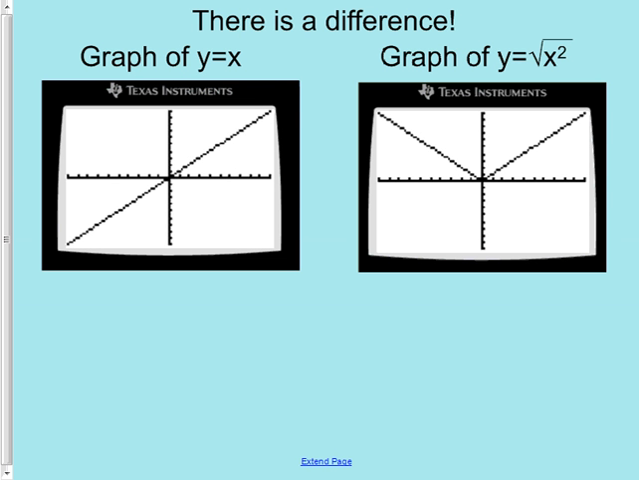Here's the graph of y equals x. Here's a graph of y equals the square root of x squared.